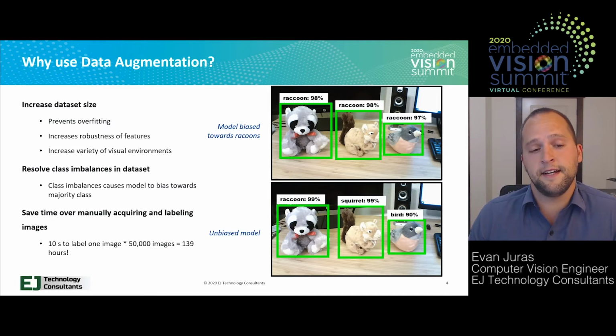A third reason to do data augmentation is to save time over manually acquiring and labeling images. Any of you that have had to train your own object detection model know that it's pretty painful to go through a dataset and label thousands and thousands of objects in images. It takes a long time and it isn't very fun. Say you wanted to create 50,000 images for your dataset. If it takes 10 seconds to label each image and you have 50,000 images, that's 139 hours of time just spent labeling. Whoever you give this task to is probably going to quit their job after the first day. So we don't want to do that. We want to make it as automated as possible.